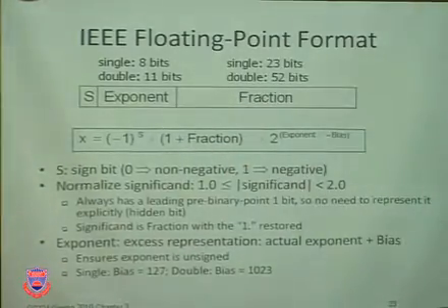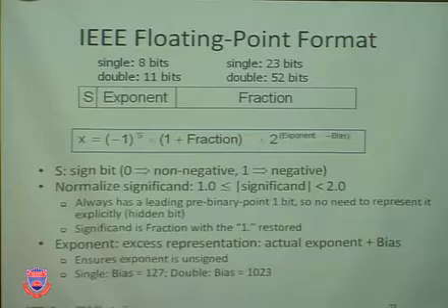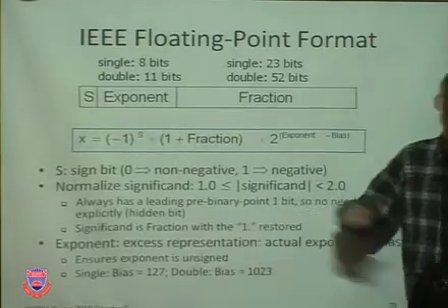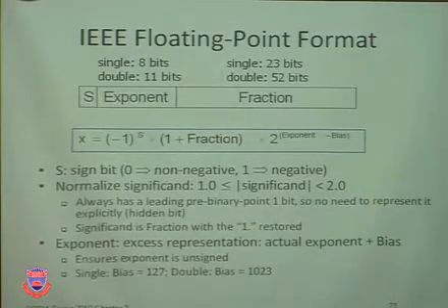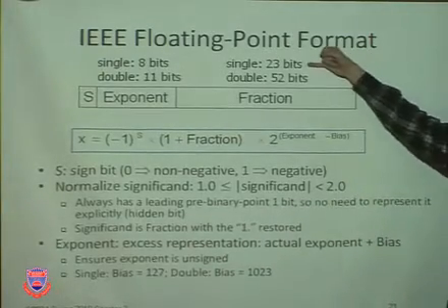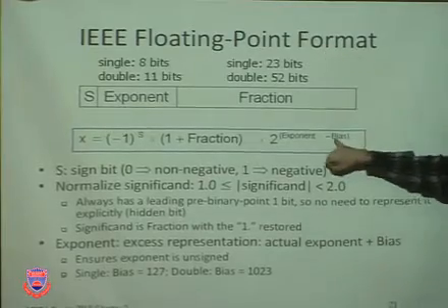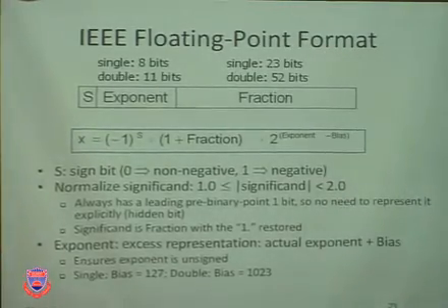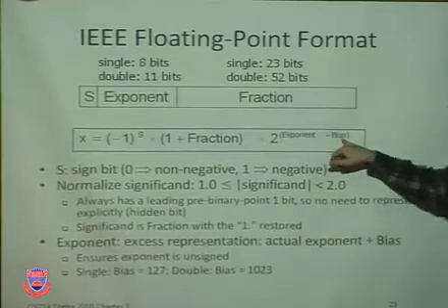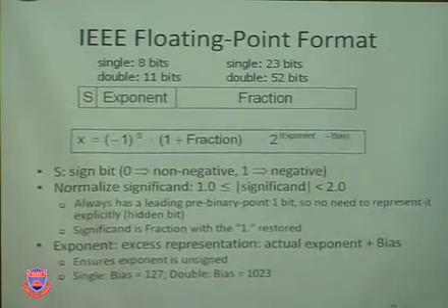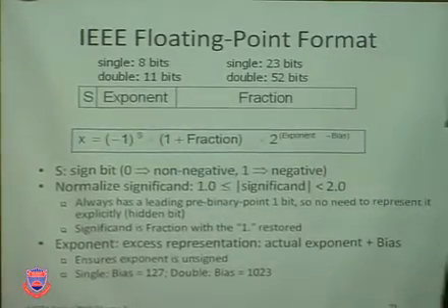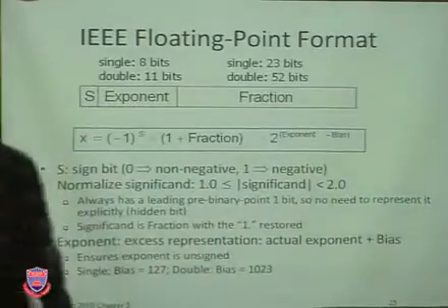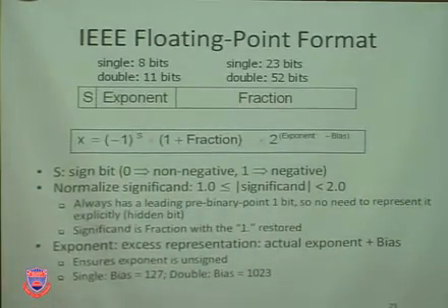Okay? All right, now the exponent is using a representation called excess representation. For the single precision, it's excess 127. So you have to subtract out the bias of 127. For double precision, it's excess 1023. So you subtract out the bias of 1023. Why excess notation? You'll have to wait. I'll show that to you in just a minute.